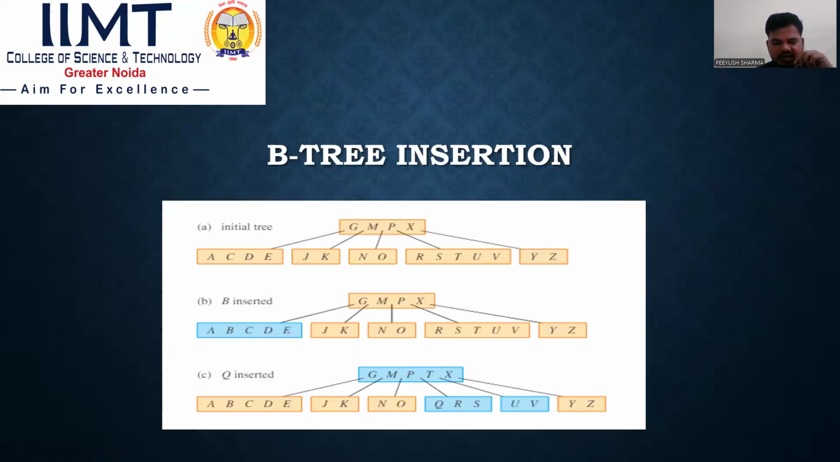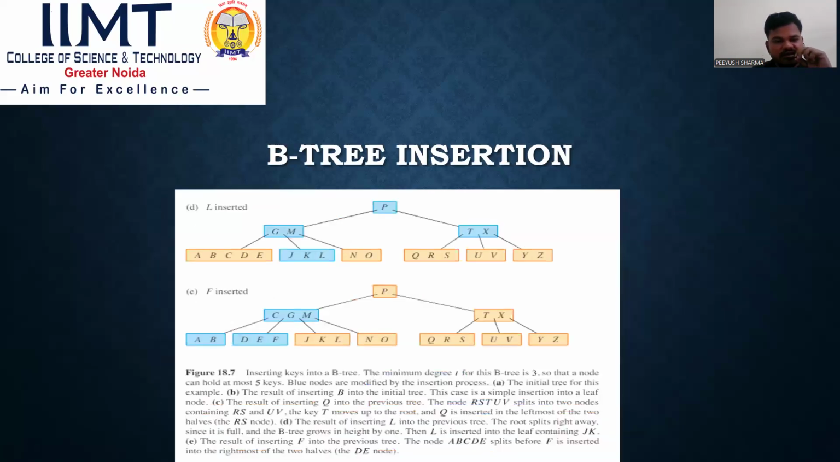So here we can see clearly that after positioning L, the root node is also split. The keys to the left of the middle key, that is P, lie on the left child, and the right keys lie on the right child. But here we have not inserted L yet. So first we will find the position of L in this particular node, and after that we will insert it.